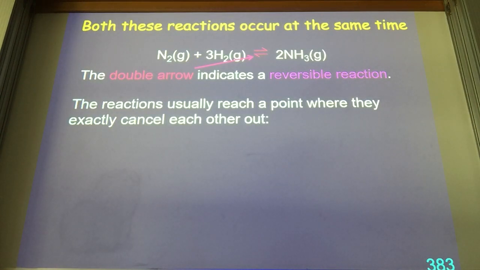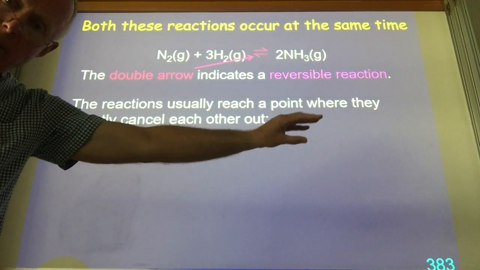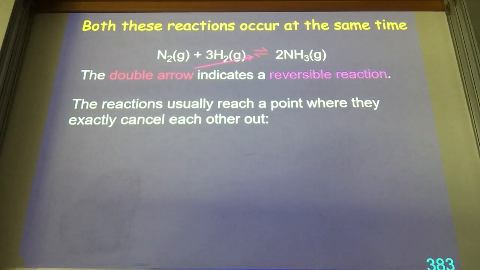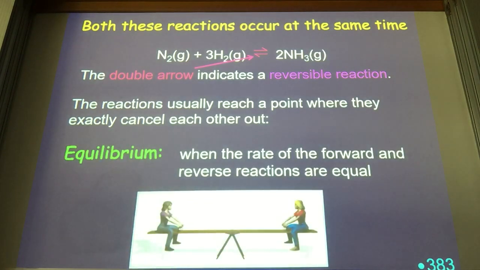So we've got both reactions occurring at the same time. So we've got nitrogen and hydrogen reacting to form ammonia. We've got ammonia decomposing to form nitrogen and hydrogen. Two competing reactions. Now, at some point, they're going to reach a stage where they exactly cancel each other out. So this is going to occur when the rate of the forward reaction is exactly equal to the rate of the reverse reaction. The rates are in balance. We say the system is at equilibrium.